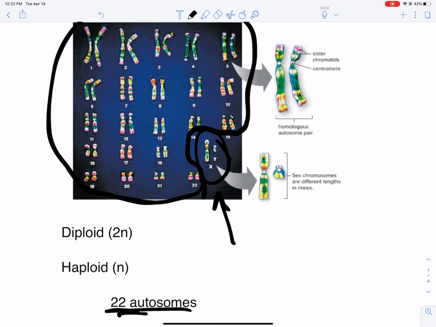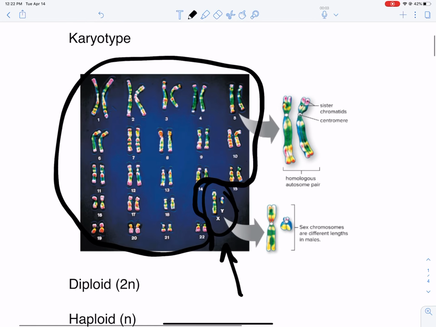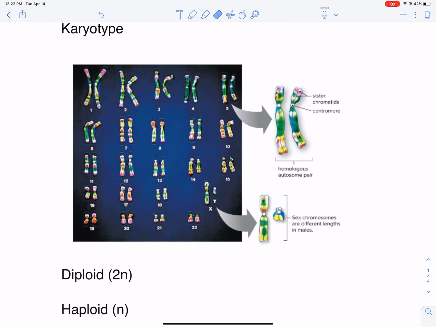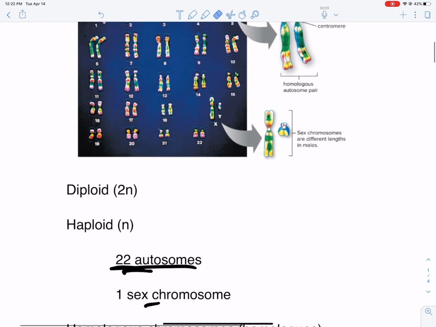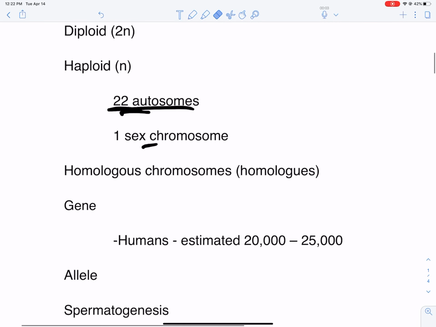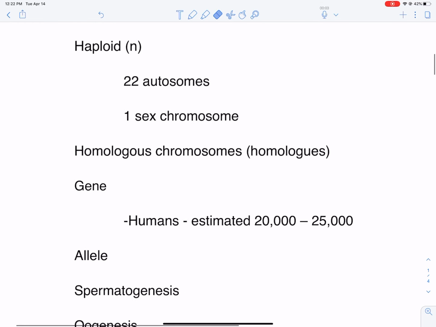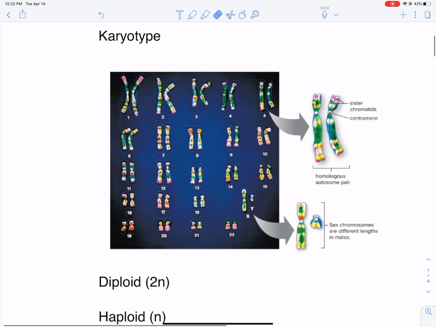In males and females, the 22 other chromosomes are very, very similar to each other. The only difference between male and female is that last chromosome right there. That's going to be an X for females and a Y for males. Again, the homologous chromosomes are that set that I got from mom and dad.